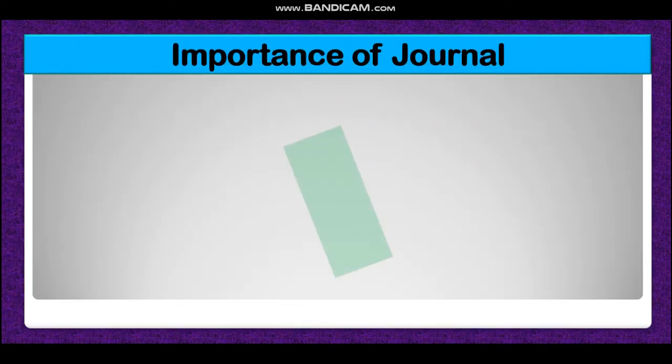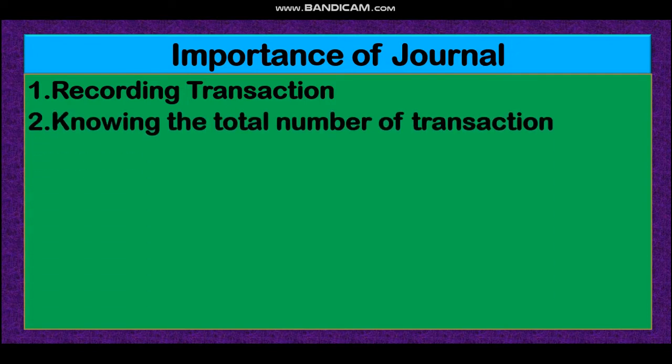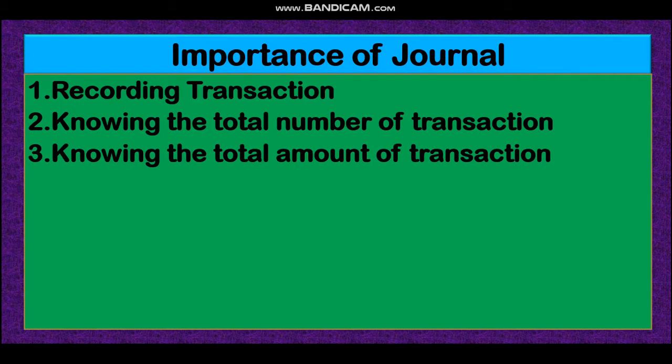Dear student, now the importance of journal. Why do we do journal? At first, recording transactions. Dear student, you know that recording transactions is the primary objective of accounting. With the help of journal, we record transactions because journal is the primary book. Here we record transactions at first. Then knowing the total number of transactions, that means how many transactions occurred in our organization, we can know from journal. Dear student, we can know the total amount of transactions. What is the total amount of transactions of our organization? That is also known from journal.